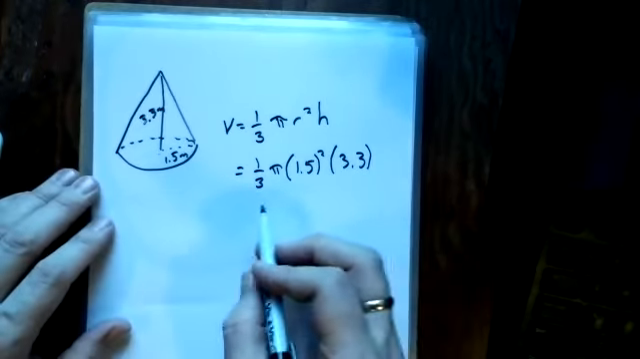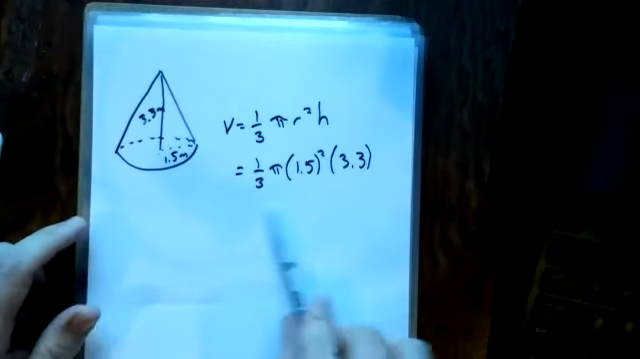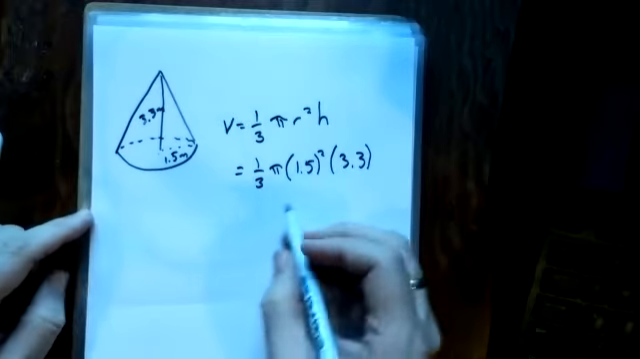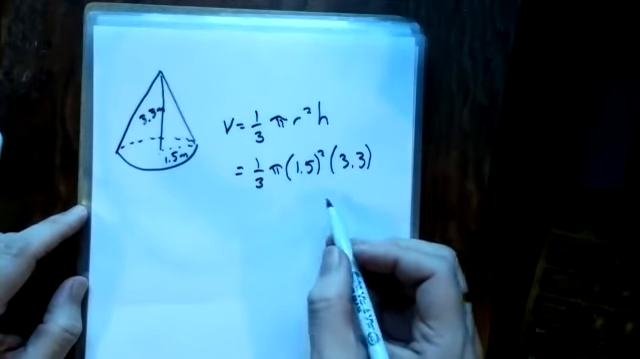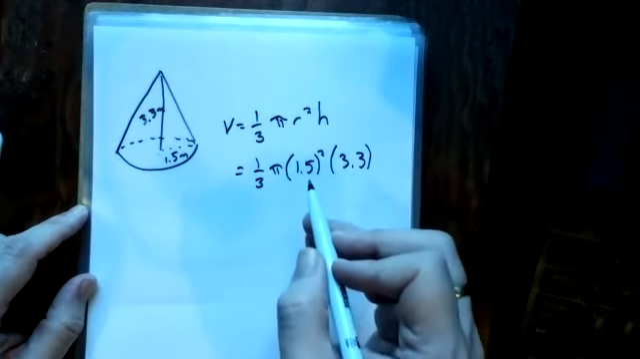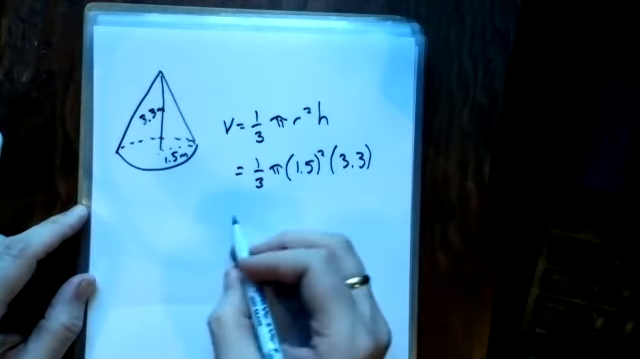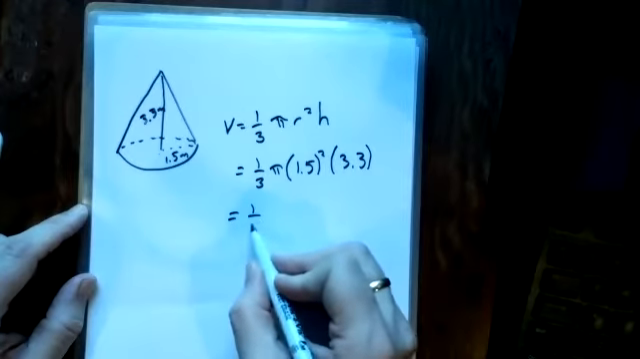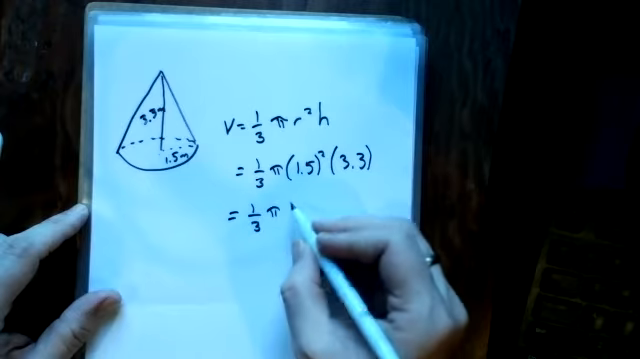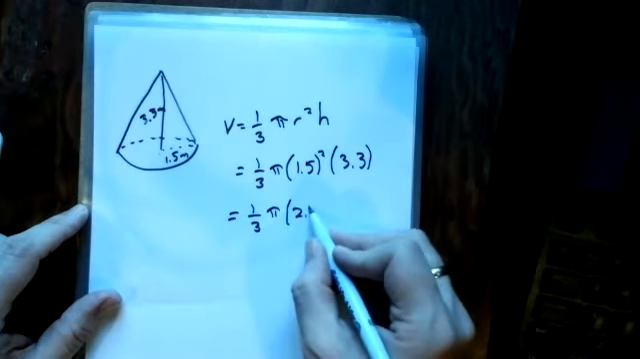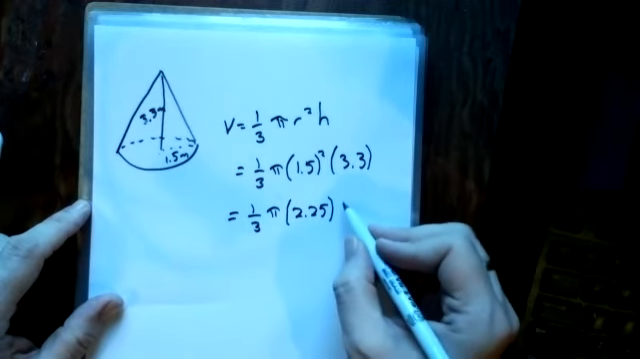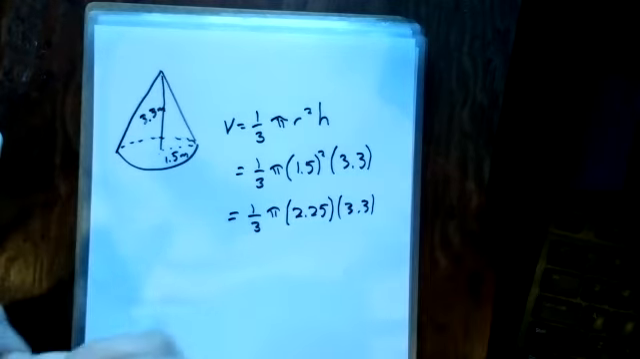All right. And all we're going to do is plug this into a calculator, or if I wanted to, I could do some of this by hand. But if you're doing that, remember, evaluate your exponents before you do any other multiplication. So if you wanted to do that, you could say, okay, 1/3 times pi, and 1.5 times 1.5 would be 2.25, times our 3.3.